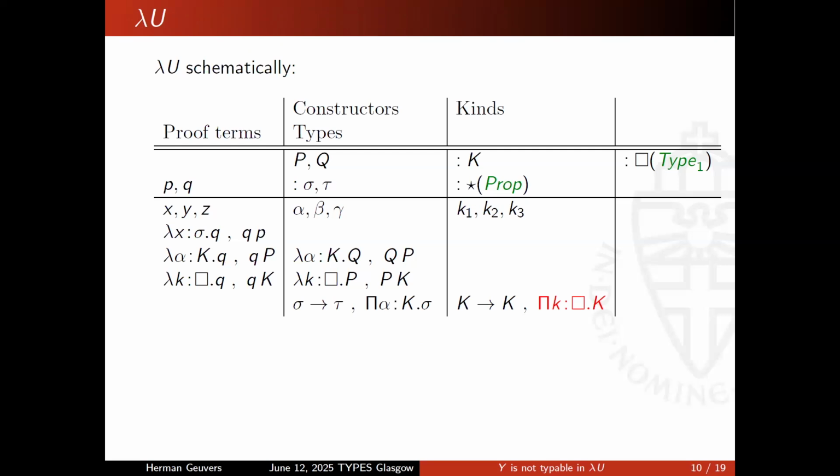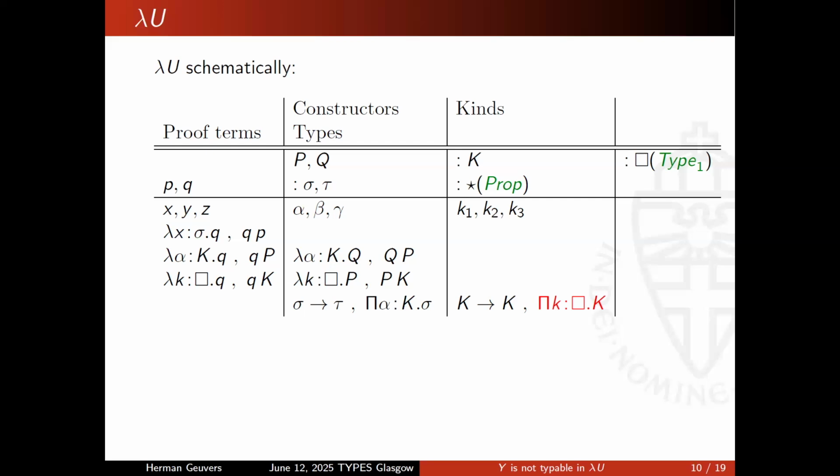On the proof term level, you can do all kinds of applications and abstractions. On the constructor level, you can also do all kinds of abstractions and applications. On top of that, you can form these types: arrow types between types, and this is the higher order quantification for types. On the kind level, you can make arrows between kinds and do the polymorphic definition of a kind. And this is the thing that makes the whole thing inconsistent.